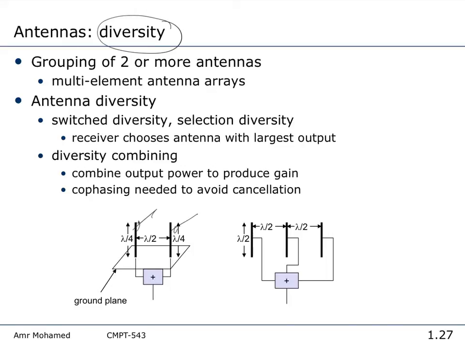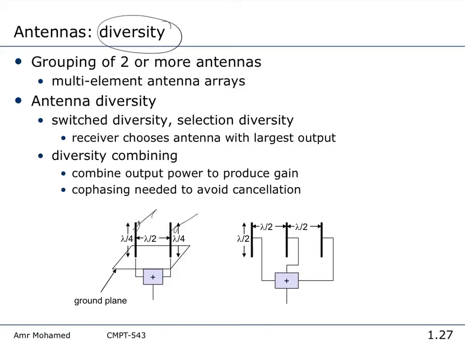With switch diversity, the receiver gets the signal from all antennas and selects the one with maximum power. As simple as that. It goes through all the different sectorized antennas, sees the power in the signal received, and then selects the one with the maximum power, and neglects all the other ones. This is called switch diversity or selection diversity. So we receive only from one antenna.